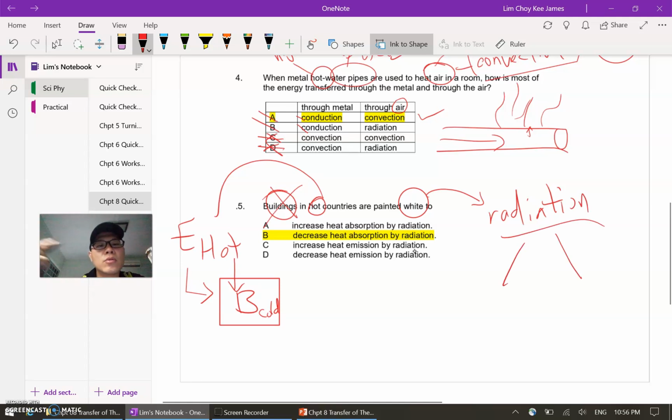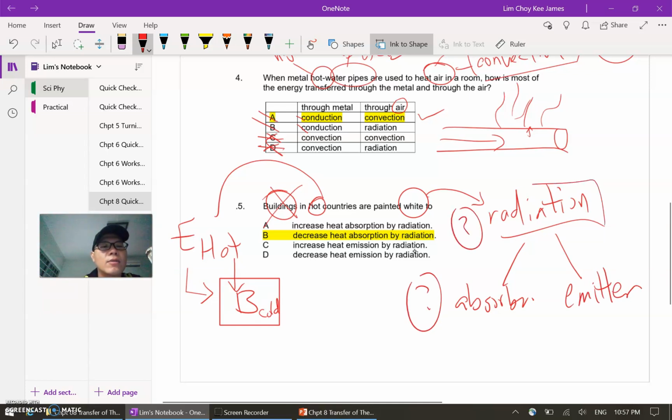But remember, under radiation there are two things that you must decide. First is radiation, the mode, and second is the nature of the object: whether it is acting as an absorber or acting as an emitter. This is what students have to sieve out. The first cut is to arrive at radiation, from the choice between conduction, convection, and radiation. Once you have narrowed it down to radiation because of the clue, color, the next chore is to narrow down the correct mode.